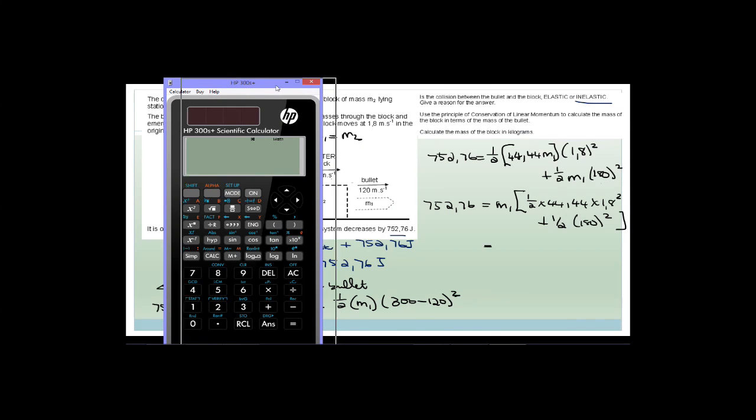So we've got 0.5 multiplied by 44.44 multiplied by 1.8 squared, and then plus 0.5 multiplied by bracket 180 bracket squared equals. So that's 1627.99.